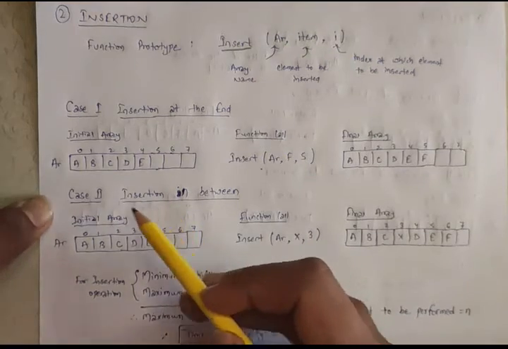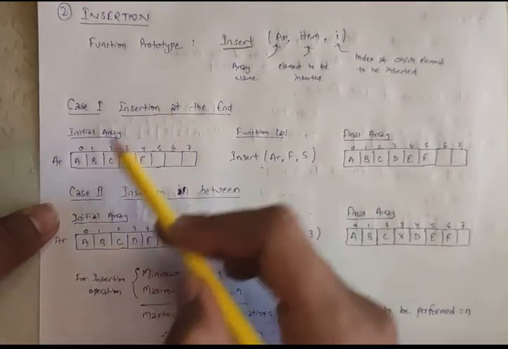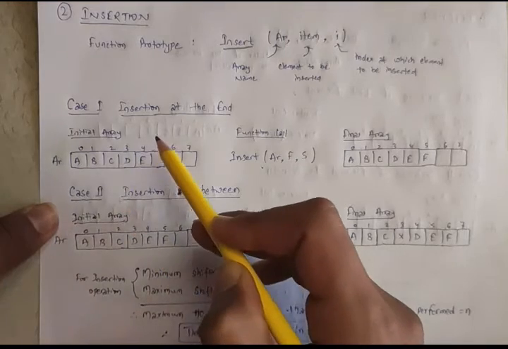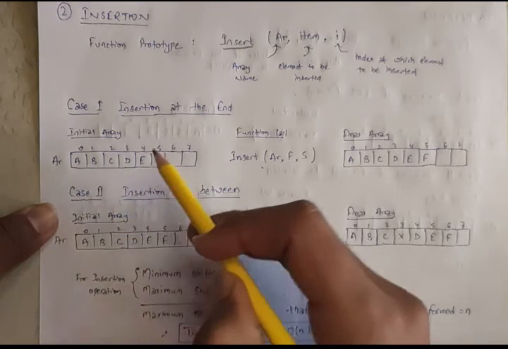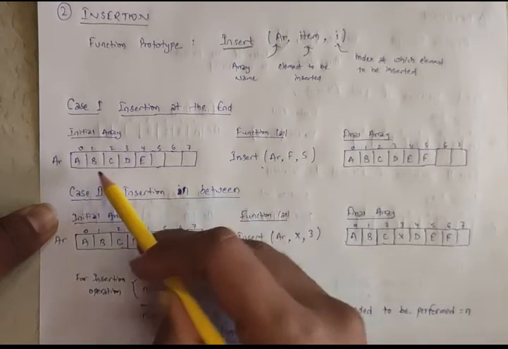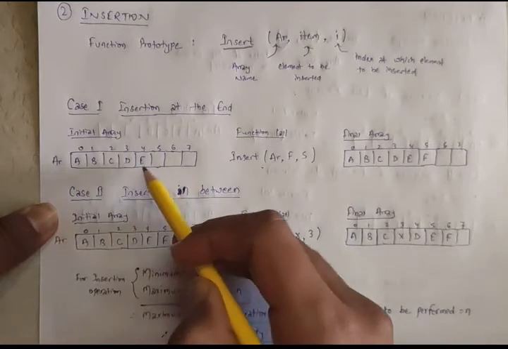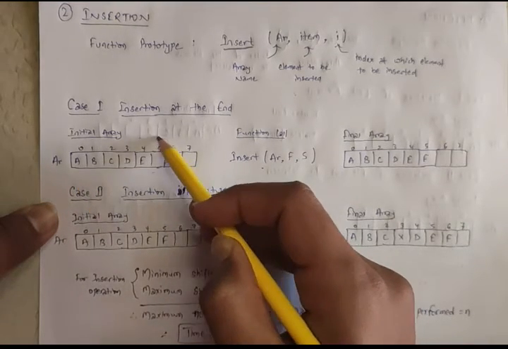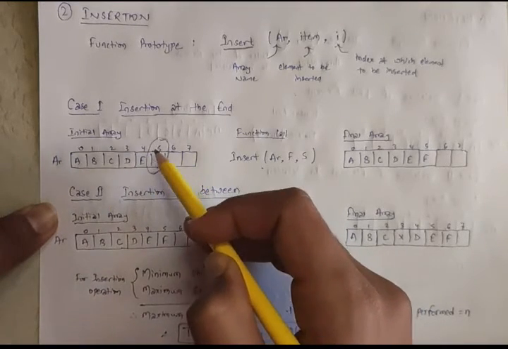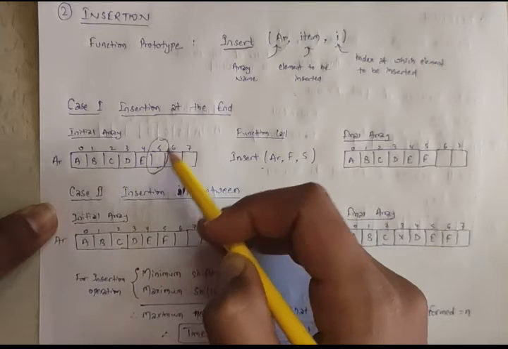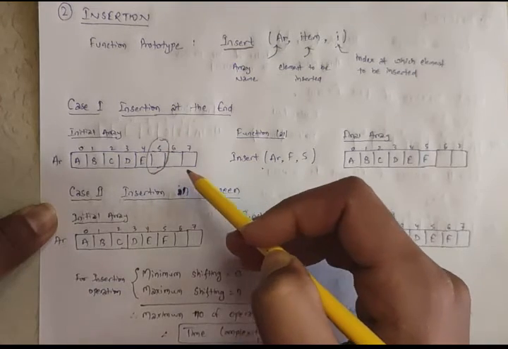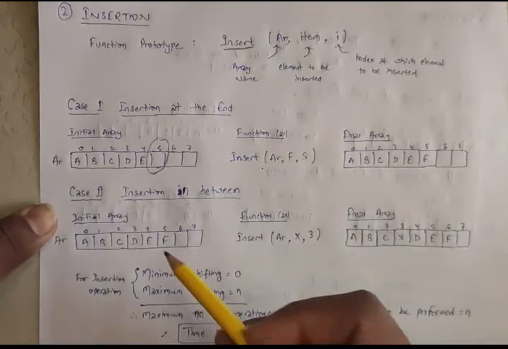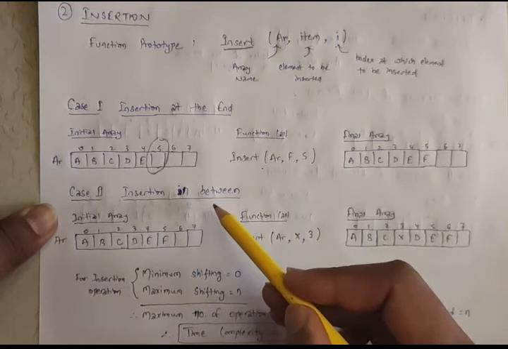So let's suppose we have some array. The insertion can be done at two places. It can be done at the last index, meaning for this array, this is the first index which is free. This case is called insertion at the end, and the second case is when the insertion is done in between.